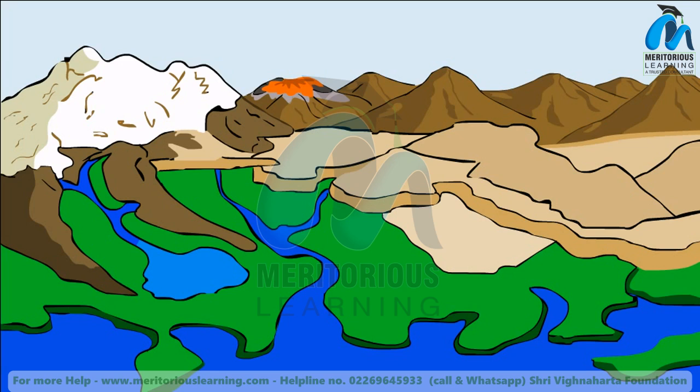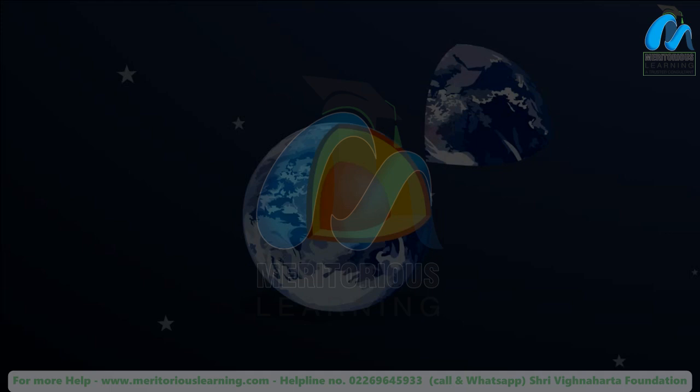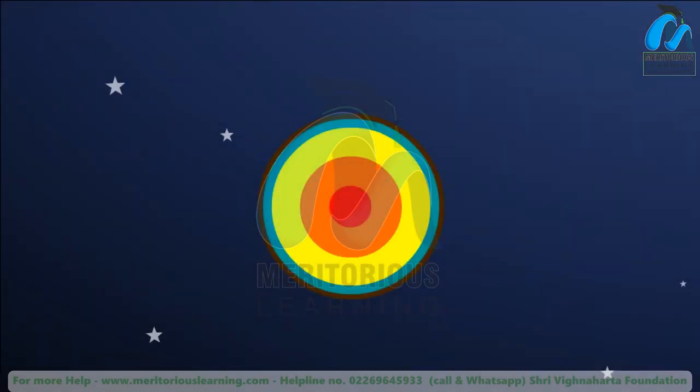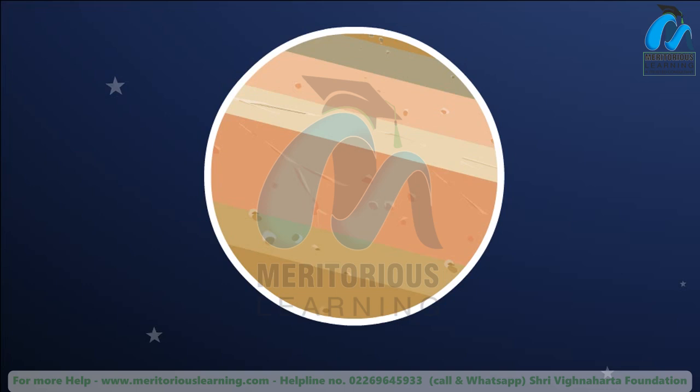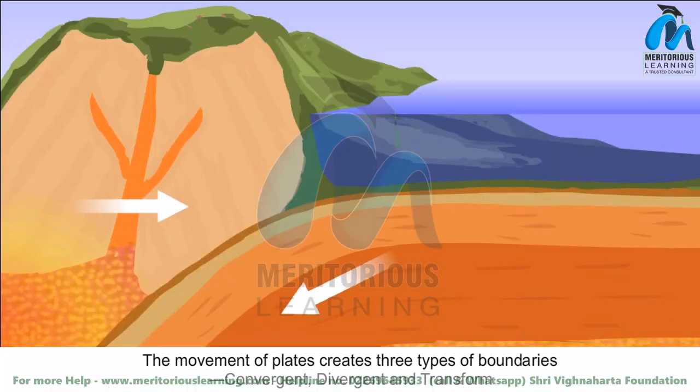There are almost all kinds of landforms ranging from lofty mountain ranges, valleys, fertile plains, deserts, plateaus to island groups in our country. The theory of plate tectonics explains the formation of these landforms. According to this theory, the Earth's crust or lithosphere is made up of numerous large and small plates. The movement of plates creates three types of boundaries.